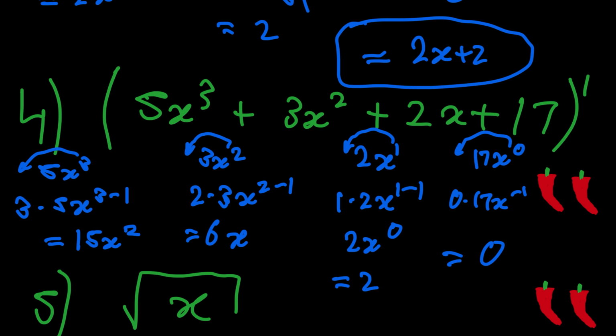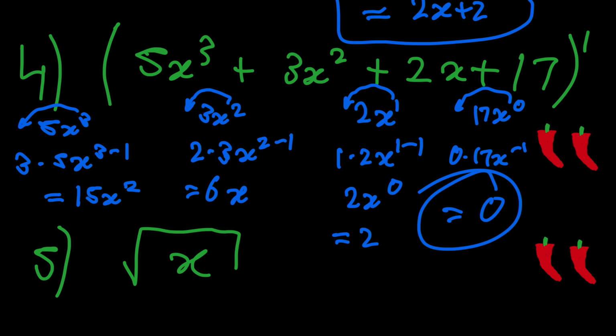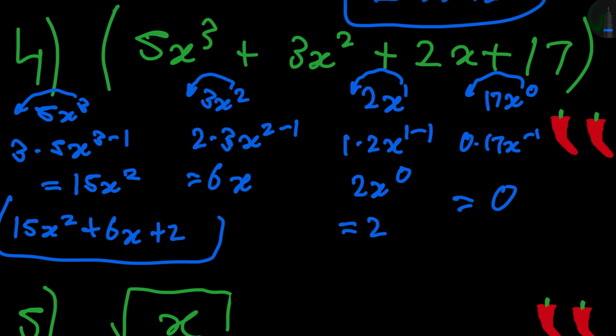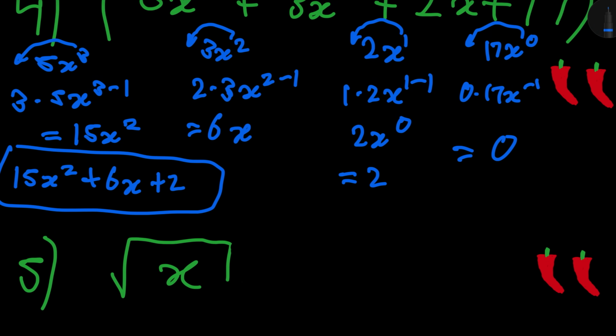And think about it this way. If anything is constant, it doesn't change, right? And since my derivative talks about the rate of change, and something's not changing, then the rate at which it changes is 0, right? It does not change. So that's the reason behind this 0. Now, all we got to do is just combine each of these terms and we'll get our final answer. So our final answer will be 15x squared plus 6x plus 2. That right there is our answer.